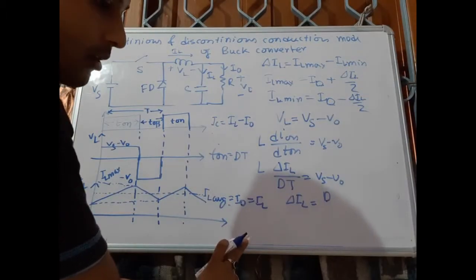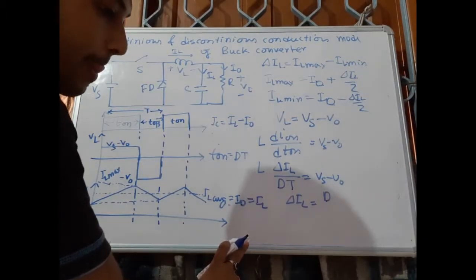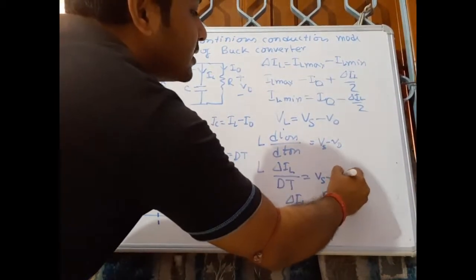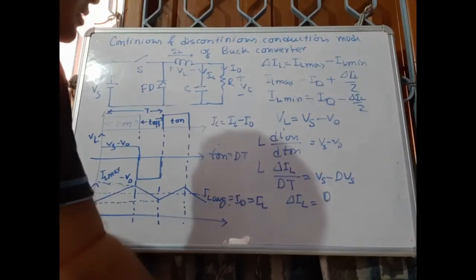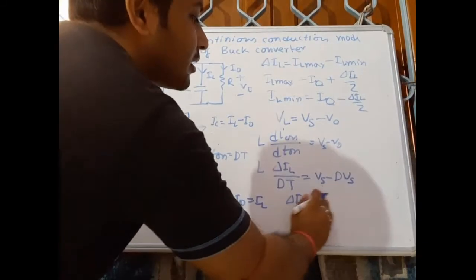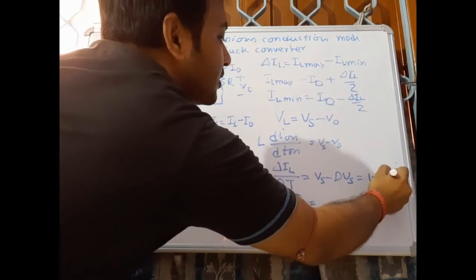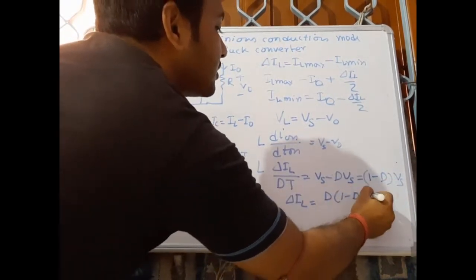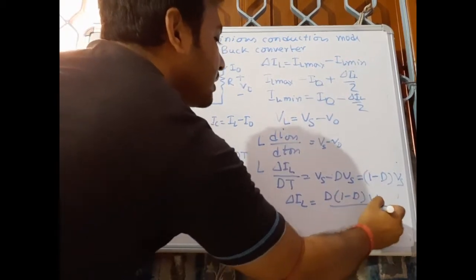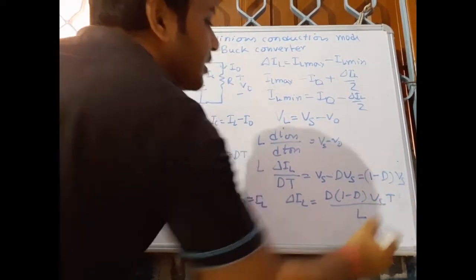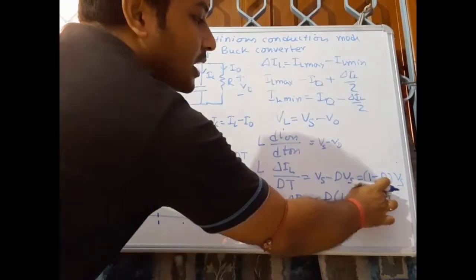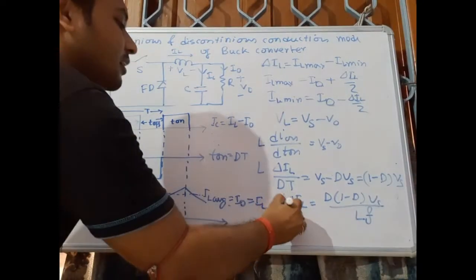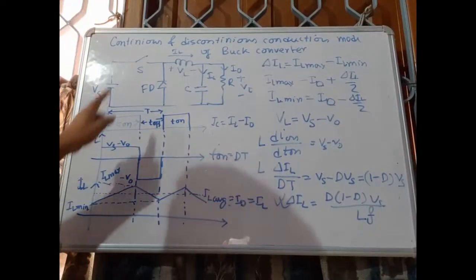Now this V naught can be written as D of Vs. So this will be (1 minus D) of Vs. So delta IL can be written as D (1 minus D) into Vs divided by L into T. Now this T can be written as 1 by F, the switching frequency F. So this is the expression for the current ripple across the inductor.